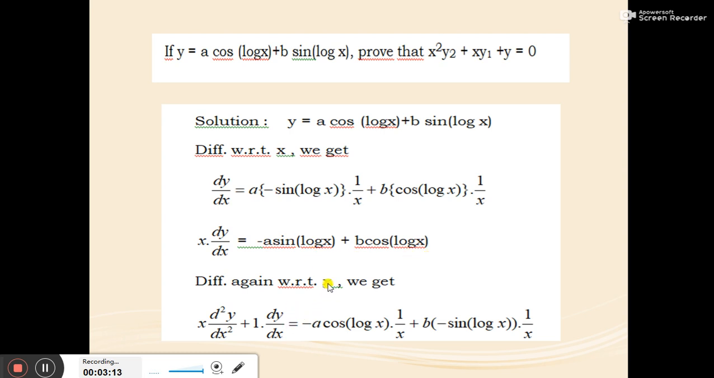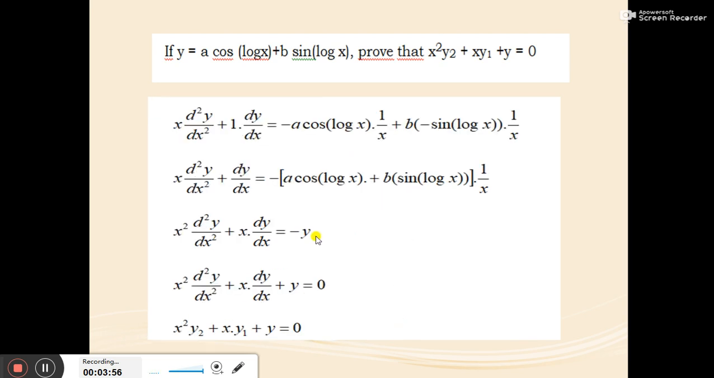And now we have to differentiate this with respect to x. We get derivative of x into dy by dx. Treat this as the product rule. That means first as it is, derivative of dy by dx, that is d square y upon dx square, plus derivative of x, that is 1, and dy by dx as it is, and derivative of minus a sine log x, that is equal to minus a cos of log x into 1 by x, plus derivative of b cos of log x, that is b into minus sine of log x into 1 by x.